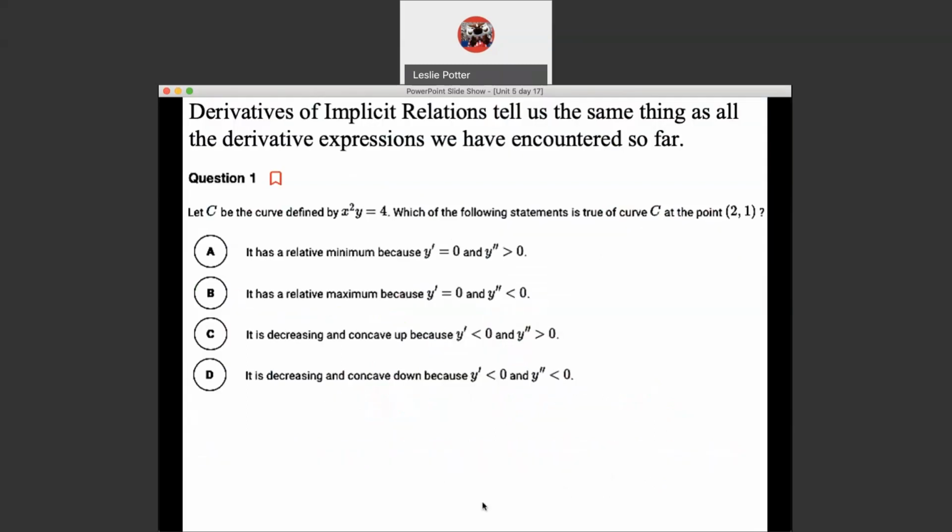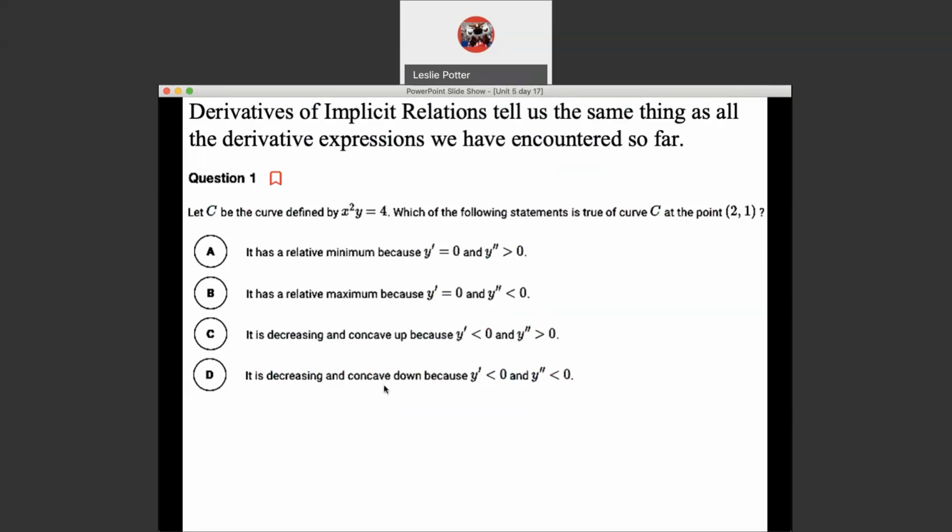Okay, so let's take a look at this first problem here. In this question, we say let C be the curve defined by x squared times y equals 4. So we could solve this for y and differentiate it traditionally, but we're going to differentiate this implicitly. It's a real common scenario that they give you, and so you should be comfortable differentiating this implicitly. Which of the following statements is true about curve C at the point (2, 1)? Okay, so looking at these options here, we're talking about relative minimums, relative maximums, concavity.